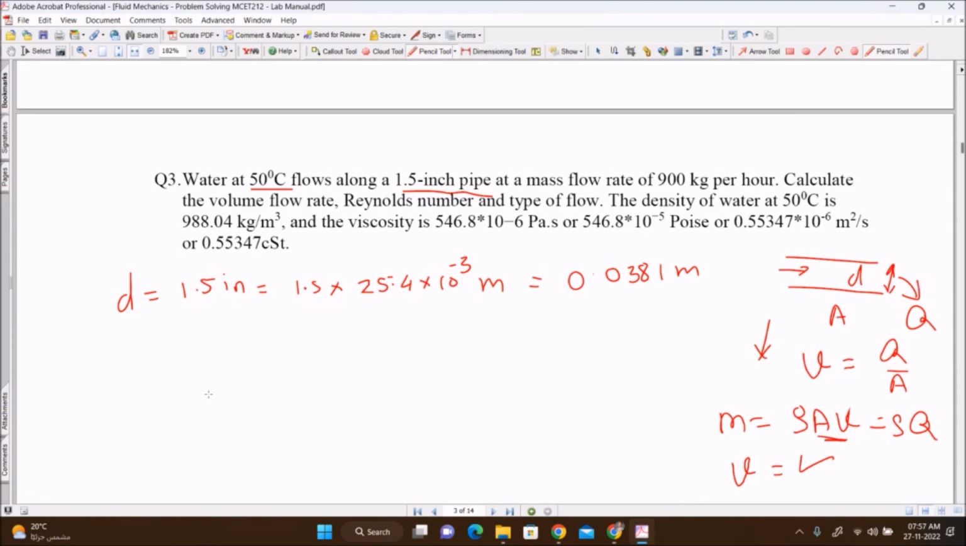So diameter is given, I can immediately find the area of the pipe. It is a circular cross section, pi by 4 d squared. This is called the flow section, the flow area.